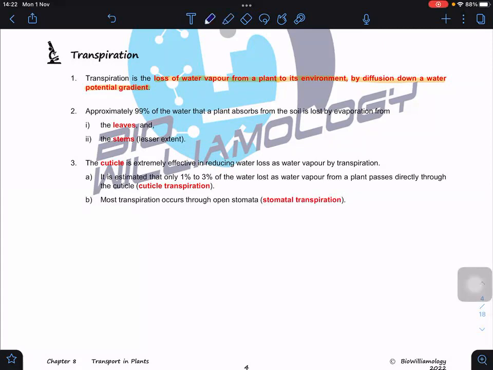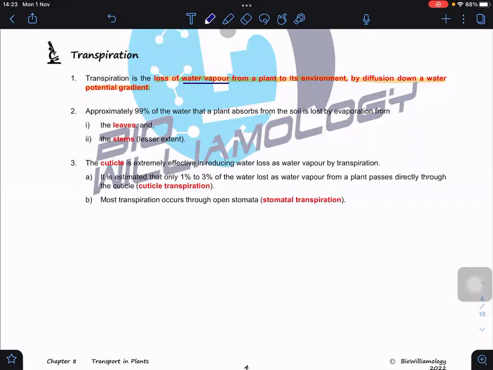But in this case, we need to highlight this term. It's the loss of water vapor. Guys, you have to highlight this. It's the loss of water vapor, not the water. It means that the liquid water must evaporate first to form water vapor, and only then can transpiration take place.